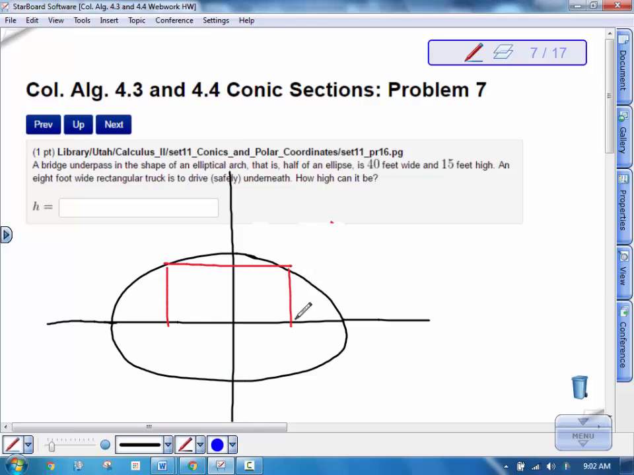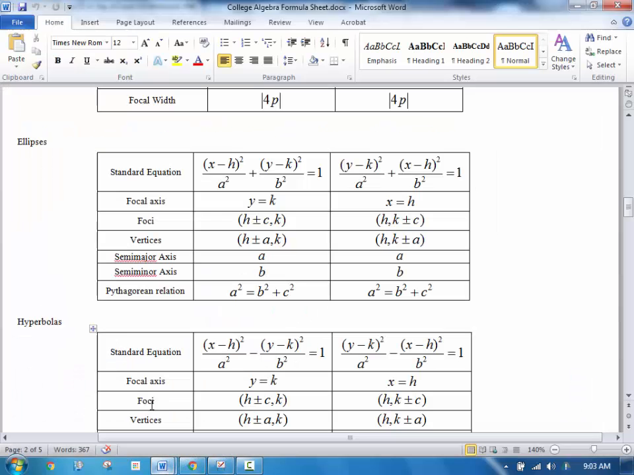Well, we have some distances here. We know that the whole thing is 40 here, so this would be 20, from here to here. We also know that this would be 15 from here up to the top. And we also know that this is 4 right here, from here to here, because they told us the truck was 8 feet wide. So if you look at this ordered pair, it goes over 4 and up a certain height y, and we're trying to find that height y. So what we can do is write an equation for the ellipse and then find y. The equation for the ellipse on the formula sheet, if the major axis is horizontal, is this formula right here, where y equals the number, because that's a horizontal focal axis.